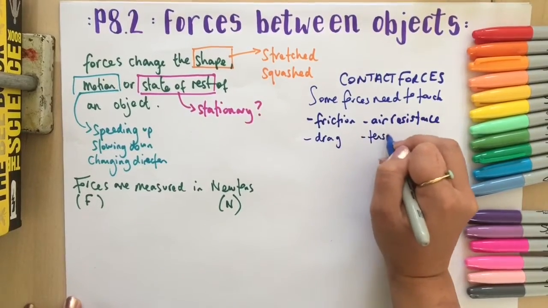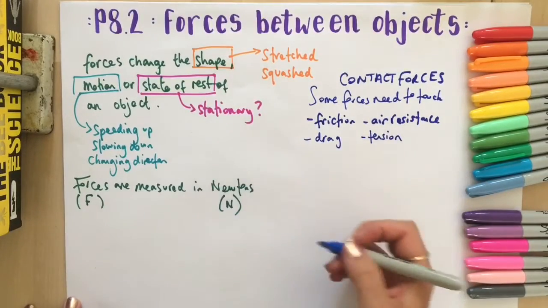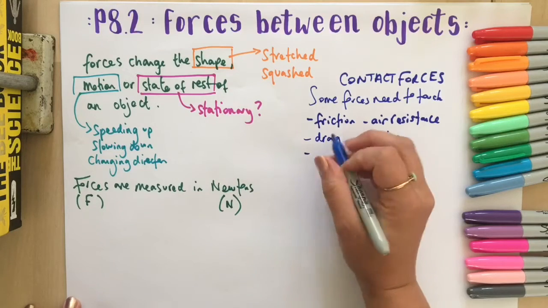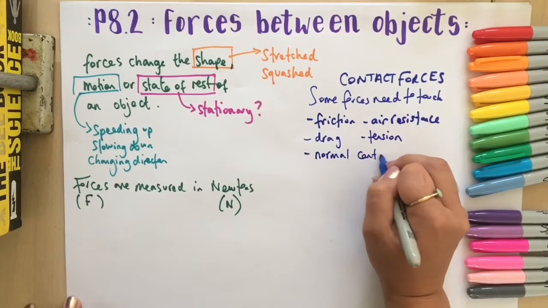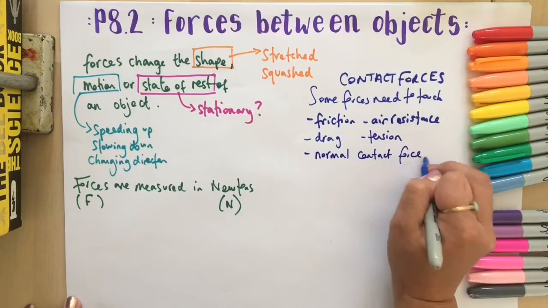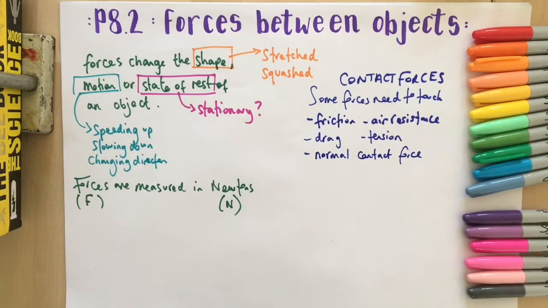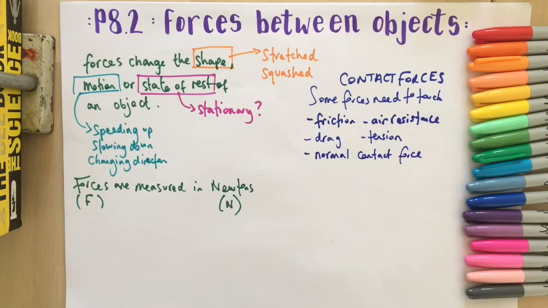Tension, so when you apply a force to stretch something, and then something that you might not have heard of before, but you will have encountered, a normal contact force. Sometimes you're asked to label forces. Like these pens are resting on the table, so there's a force of the pen on the table and then a force of the table on the pen, and that's a normal contact force between those two objects.